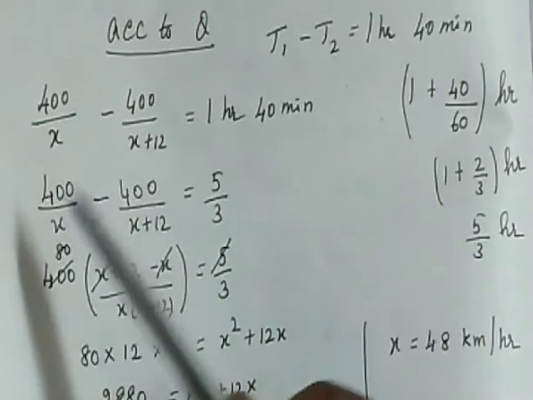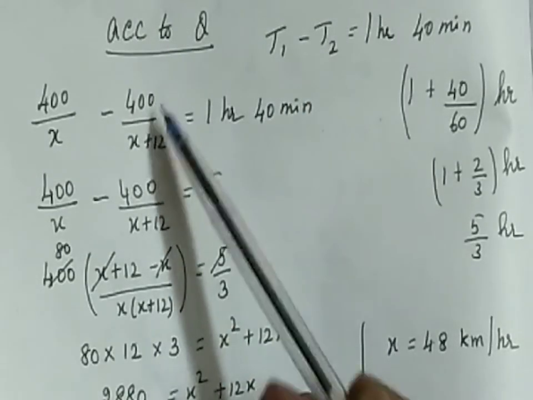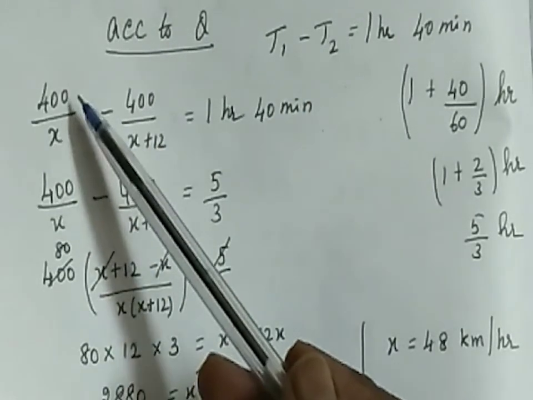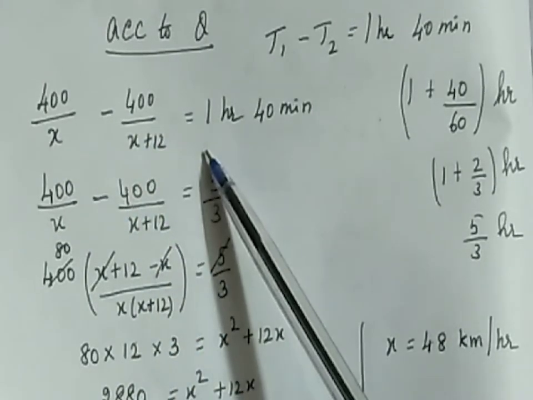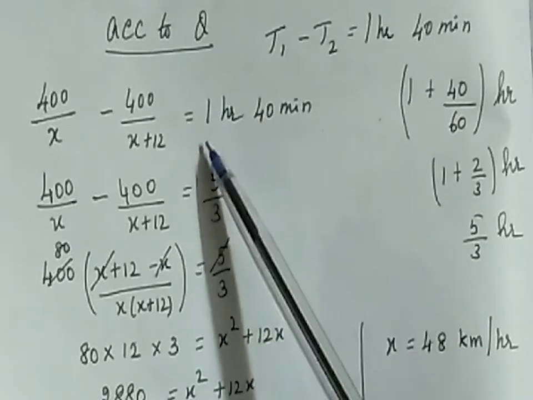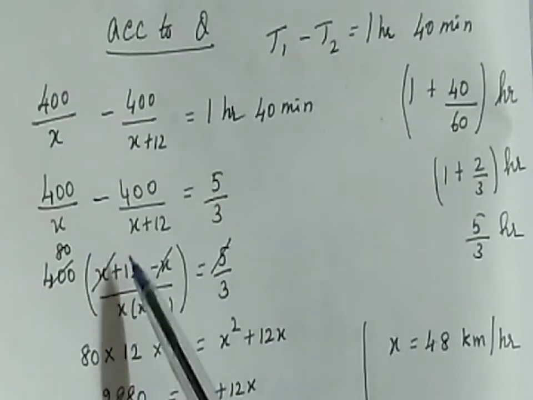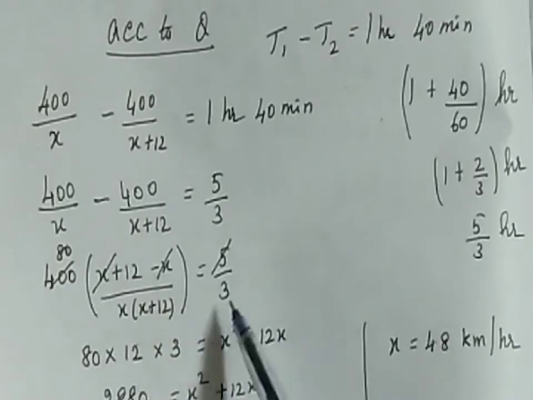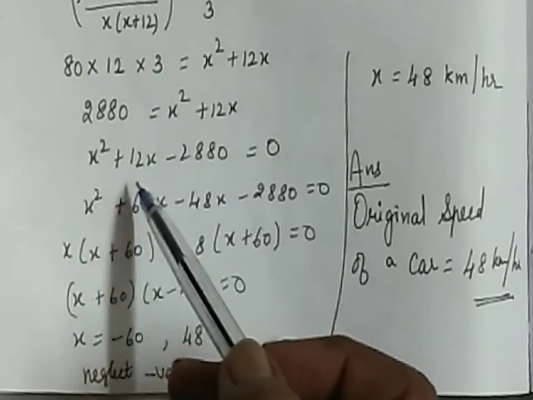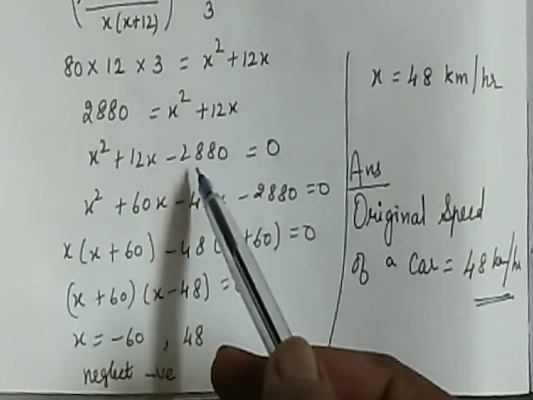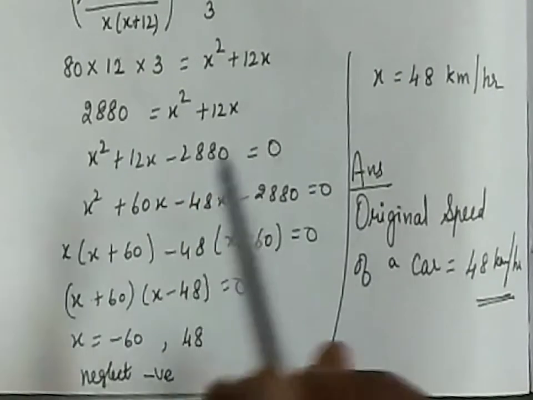Now, write what is T1? 400 upon x. What is T2? 400 upon x plus 12. So, 400 upon x minus 400 upon x plus 12 is equal to 1 hour 40 minutes, and you know 1 hour 40 minutes is equal to 5 upon 3 hours. Now, take LCM and cross multiply. You will get the quadratic equation. What is that? x square plus 12x minus 2880 is equal to 0.